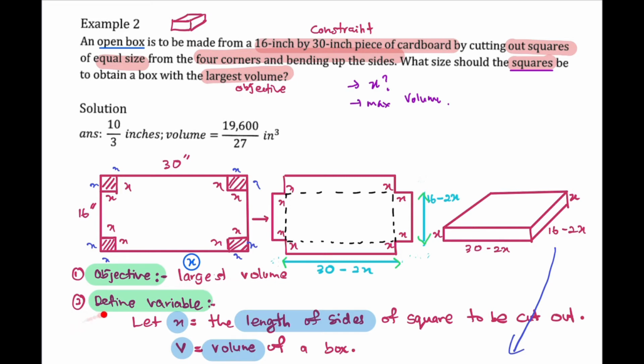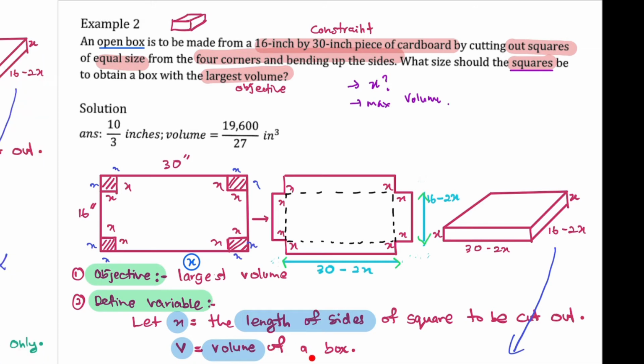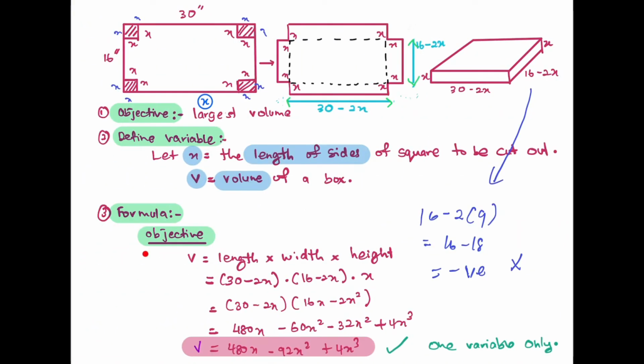Number 2, let's define our variable. X is the length of sides of the squares to be cut out. Alright, this x here. And then V is the volume of the box. So number 3, let's take out our objective. So objective is volume. So V is equal to length times width times height. So let's find your new length, 30 minus 2x. Your new width, 16 minus 2x times the height, which is x. So now let's expand everything. So you'll get this equation here. So you can see that your V now is in one variable only. So you are ready to differentiate to find a critical point and to prove it is maximum.